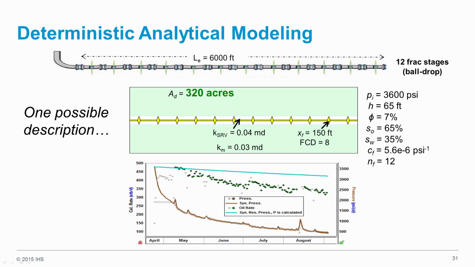So here was our first analytical model. This is one possible description of this well, and I don't want you to get too hung up on the actual values being used here. The point is, I got a nice history match, but this is one possible history match.